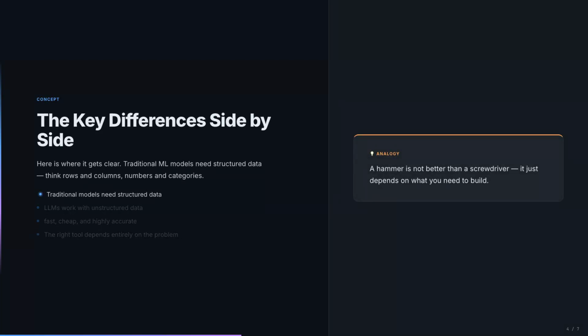Here is where it gets clear. Traditional ML models need structured data. Think rows and columns, numbers and categories. LLMs work with unstructured data, plain text, conversations, documents. Traditional models are fast, cheap, and highly accurate for their specific task. LLMs are flexible and powerful, but they cost more to run. Neither is better overall. The right tool depends entirely on the problem you are solving.